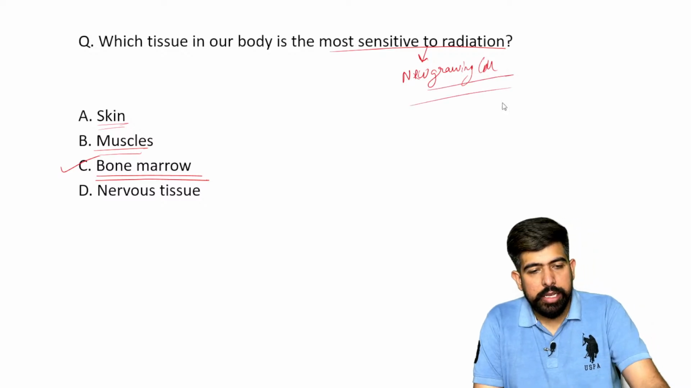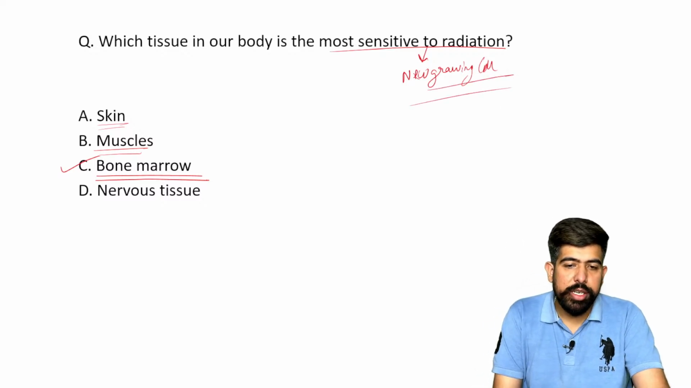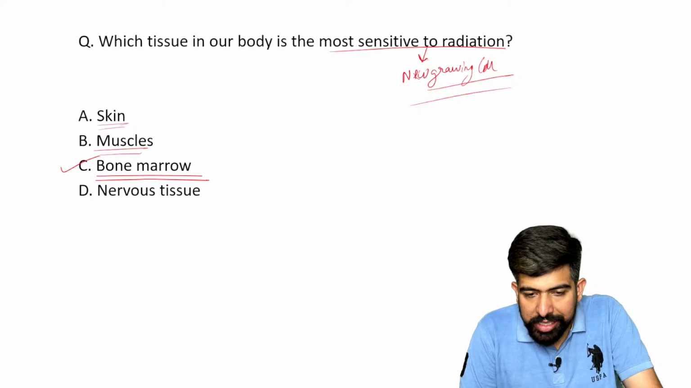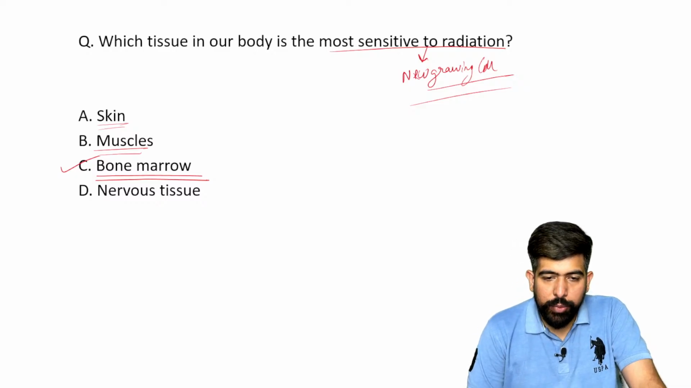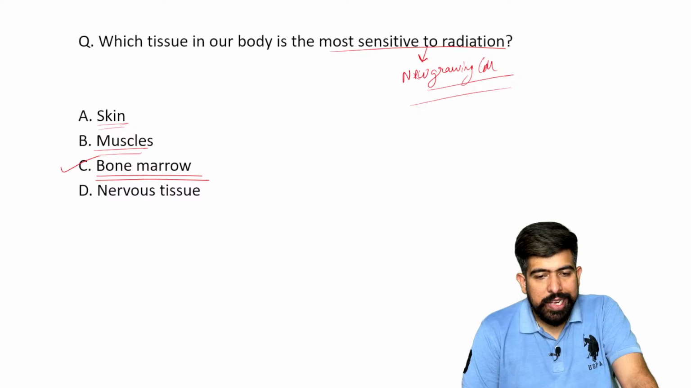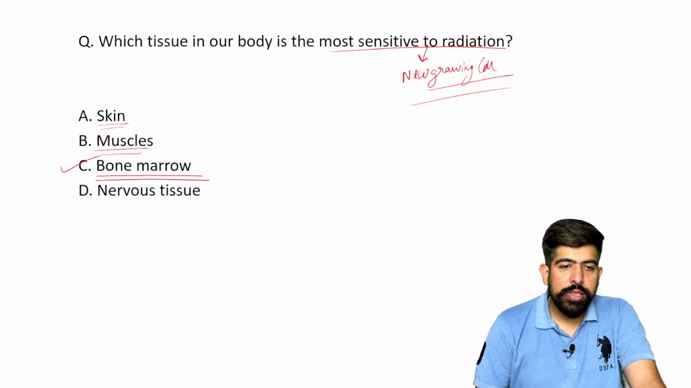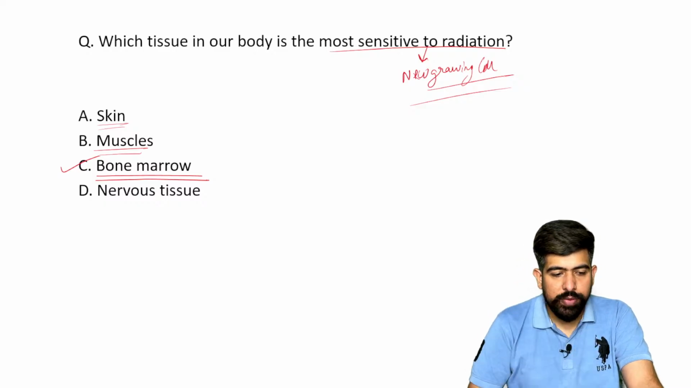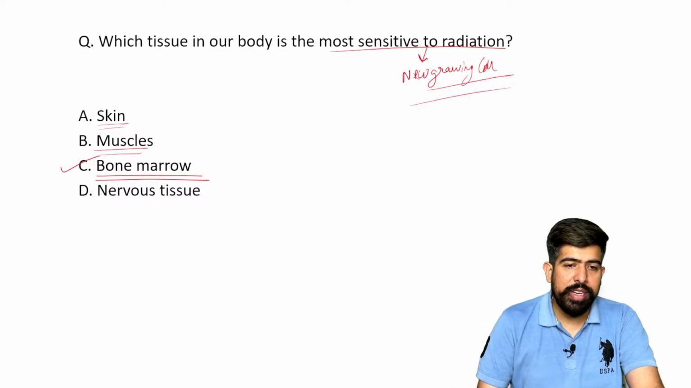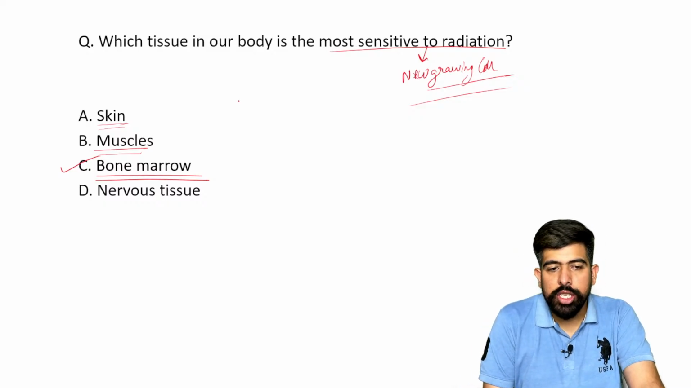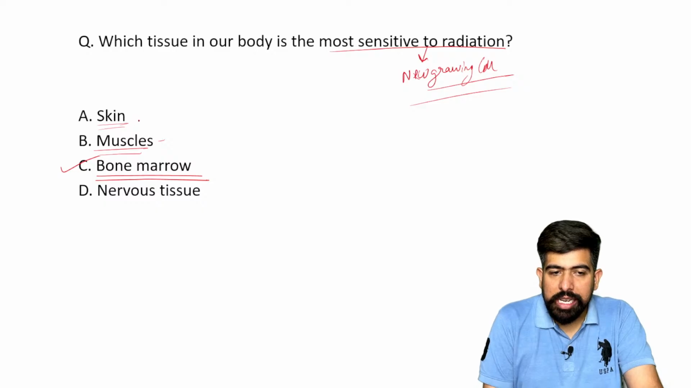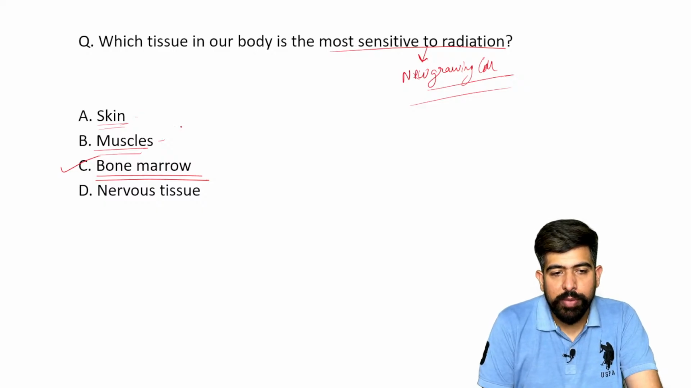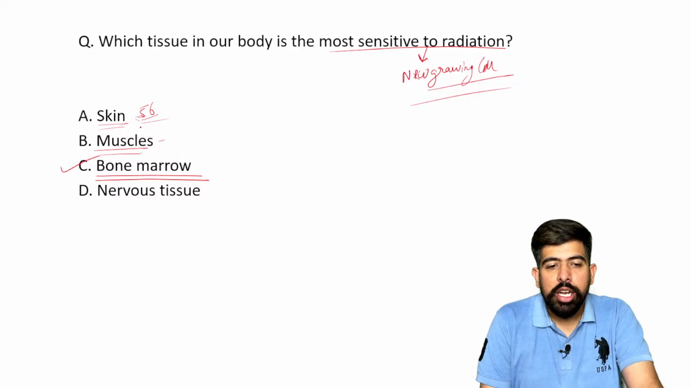Yes, this is always more sensitive to the new growing cell. Okay, very good. Nervous tissue is radio resistant, right? So the new growing cell. Now tell me out of this, what is the new growing cell? Of course the muscle is also new growing, but not so much. Skin is also there, but there is a turnover time of 56 days. So there are also not so many new cells going there.